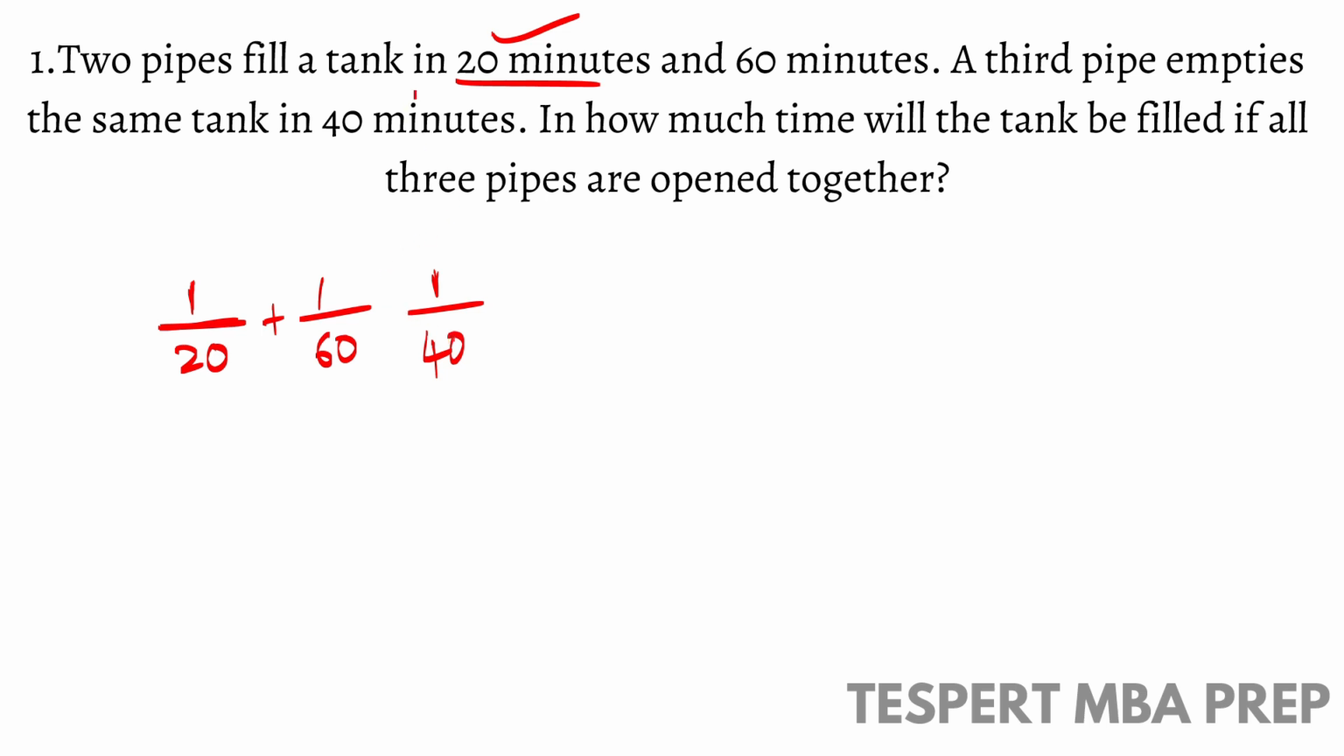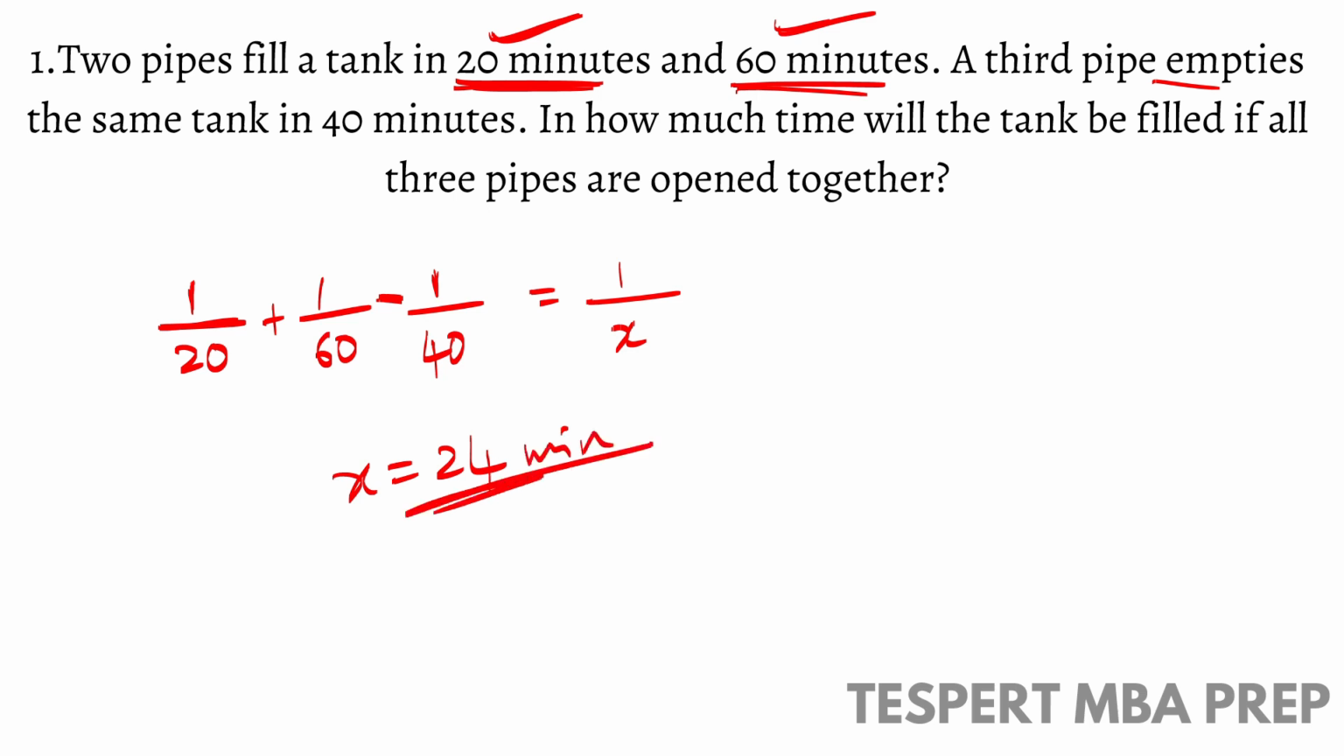But if you observe, the first pipe fills the tank, the second pipe fills the tank, whereas the third pipe empties the tank. So we must consider minus because it's a negative work. And the total work will be 1 by x. So take the LCM, we will get x as 24 minutes. What's the meaning of this? In 24 minutes the entire tank can be filled if all three pipes are opened together.